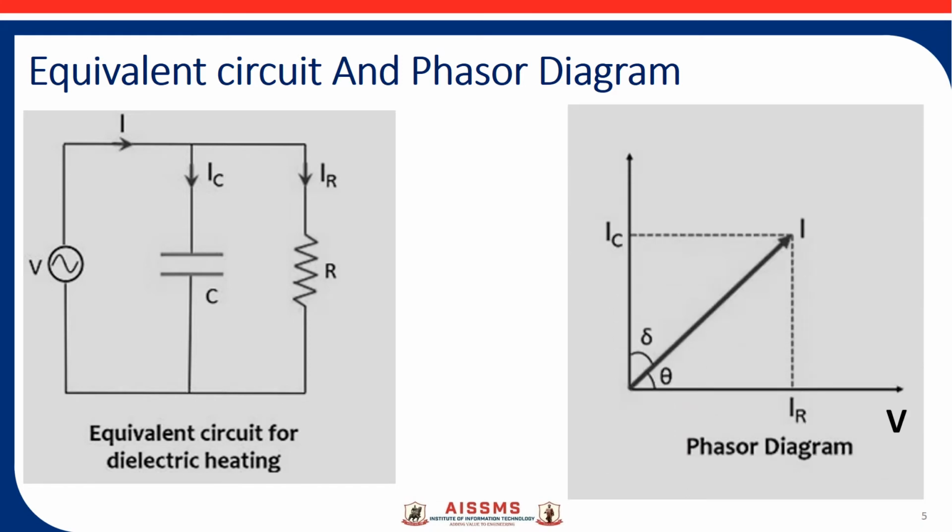The phasor diagram can be plotted accordingly, taking voltage as a reference horizontal. The resistive current IR will be shown in phase with voltage, and the charging current IC leading voltage by 90 degrees. The summation of these two currents is the total current I, phasor summation. So this is about phasor diagram. This angle delta created between IC and I is known as the loss angle, and theta is called as internal angle.